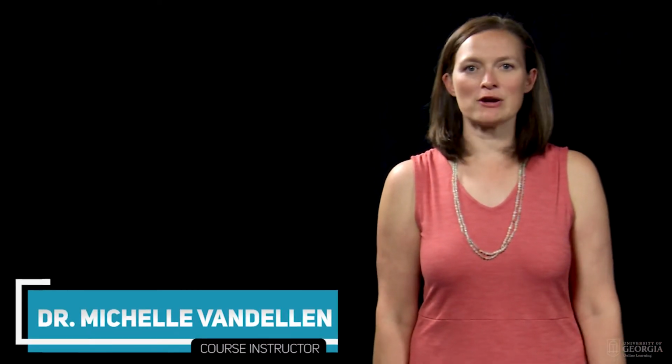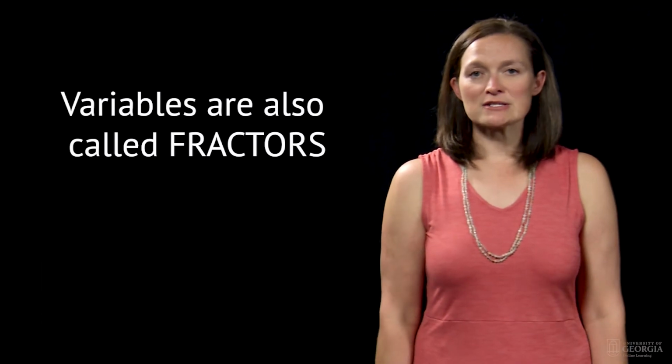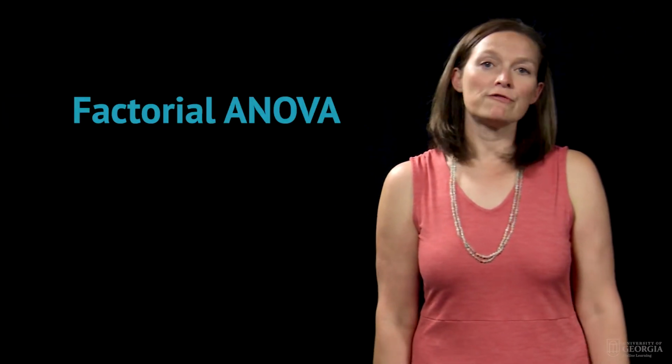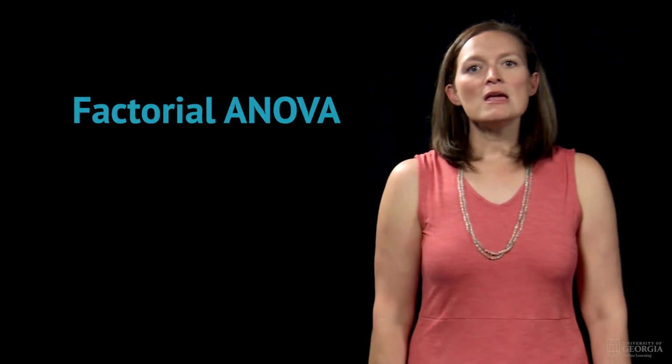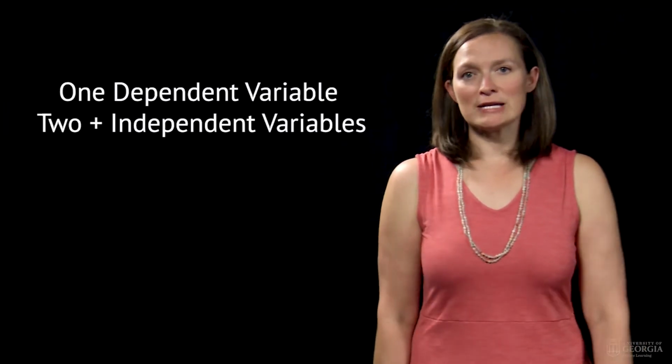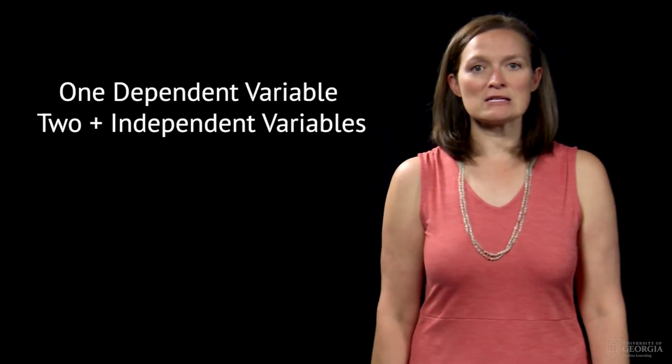We are next going to talk about how we can use the ANOVA framework to study the effects of multiple independent variables. All other tests we have studied so far have studied just one variable or one factor at a time. Now we are going to move to talking about two or more independent variables. These variables are also called factors, and that is why this type of ANOVA is called Factorial ANOVA. Even though we are studying multiple independent variables, we are still only studying one dependent variable.